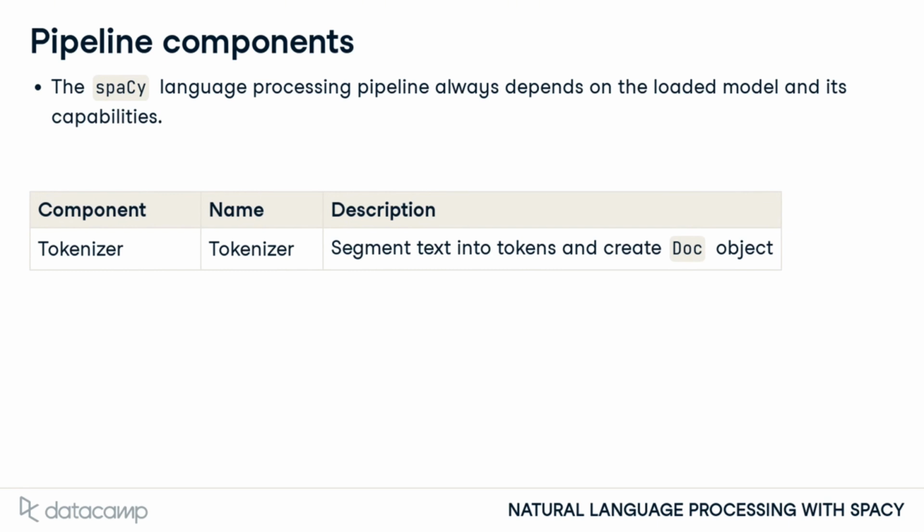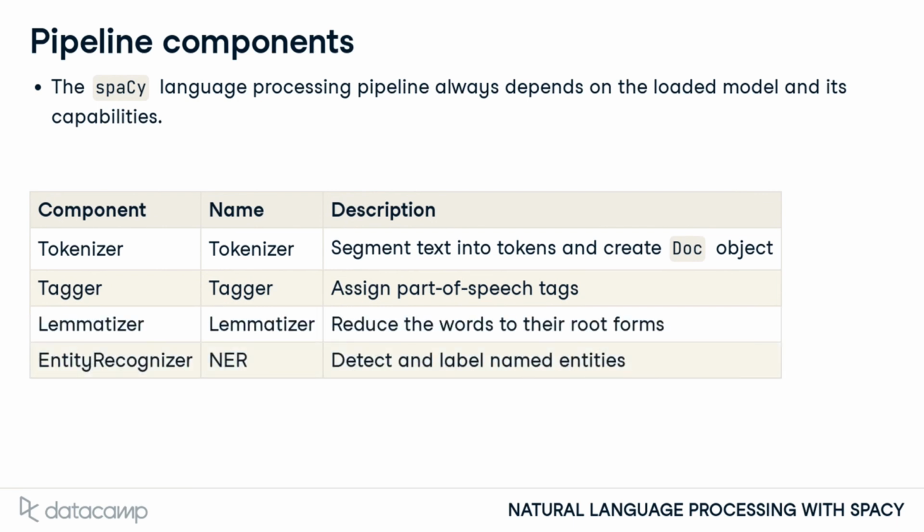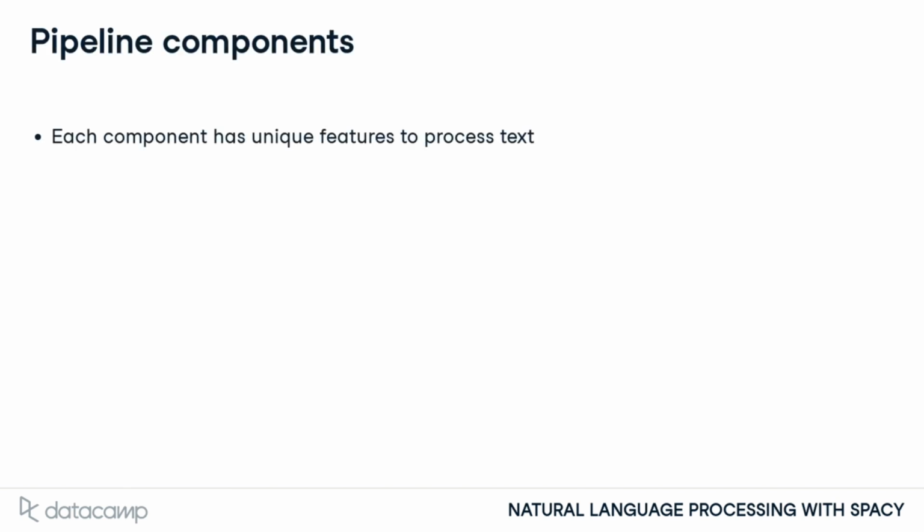Each of the processing steps we saw in the spaCy pipeline has a well-defined task. In this course, we mostly focus on tokenizer, tagger, lemmatizer, and NER components. As shown, the tokenizer creates a doc object and segments text into tokens. Then the tagger and other components add more attributes such as part-of-speech tags, dependency labels, and label named entities.